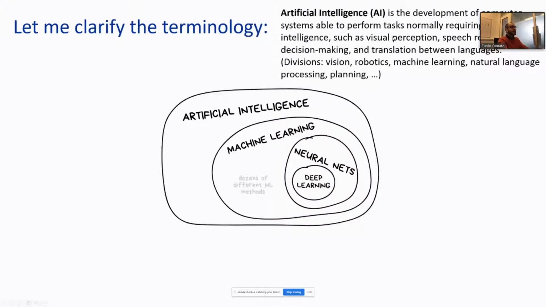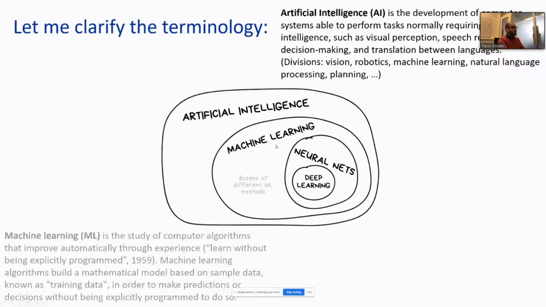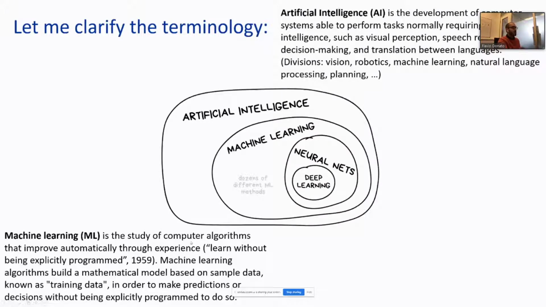So we call artificial intelligence the development of computers that are able to perform tasks that normally require human intelligence, such as vision, speech recognition, decision-making, translation between languages, and so on and so forth. We call machine learning the study of computer algorithms that can improve automatically through experience. The definition, learn without being explicitly programmed, is again coming from 1959. Usually, a machine learning algorithm builds a mathematical model based on a set of sample data in order to make predictions and decisions without being explicitly told so.